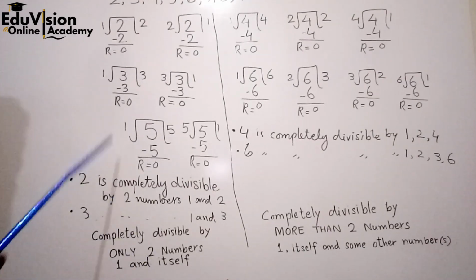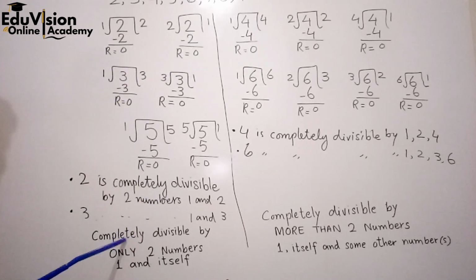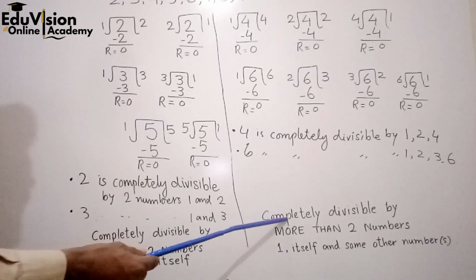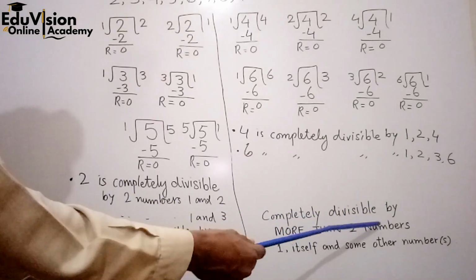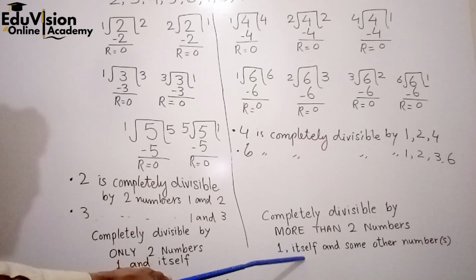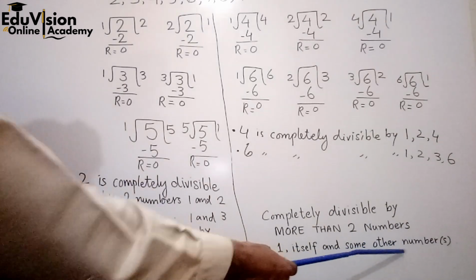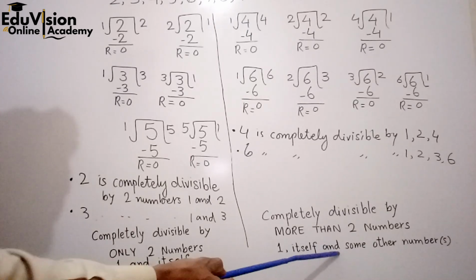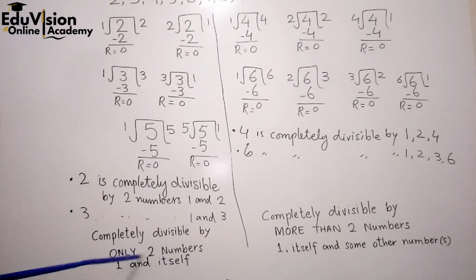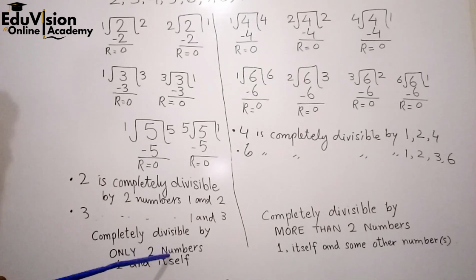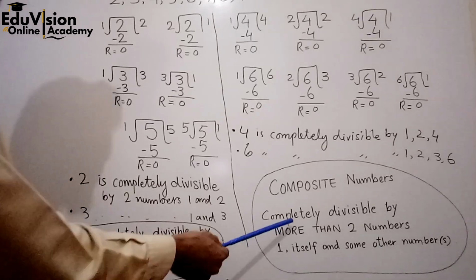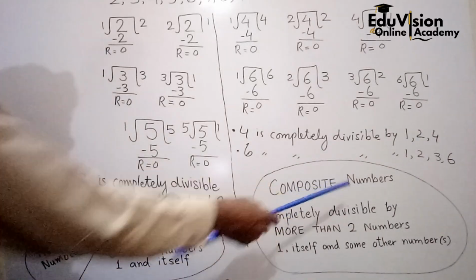So we can see that all these numbers are completely divisible by only two numbers, that is 1 and itself. On the other hand, these numbers are completely divisible by more than two numbers, that is 1, the number itself, and some other number or numbers. Here only two numbers, 1 and the number itself. Such numbers which are completely divisible by only two numbers, 1 and itself, are called prime numbers. And these numbers are called composite numbers.